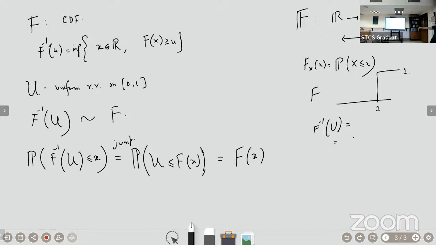And remember, you are given X and Y. So if you were to use F_X inverse of U and F_Y inverse of U, they have the same distribution as X and Y. So they are candidate couplings. Question is, what do I want? Do they satisfy that relationship?